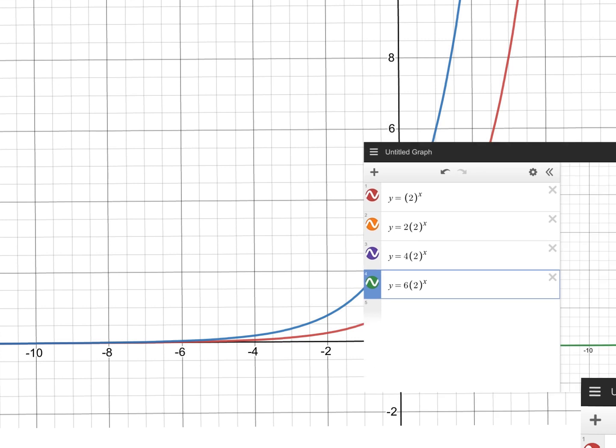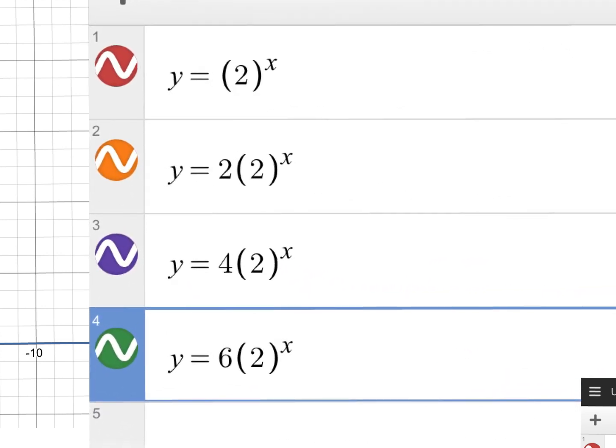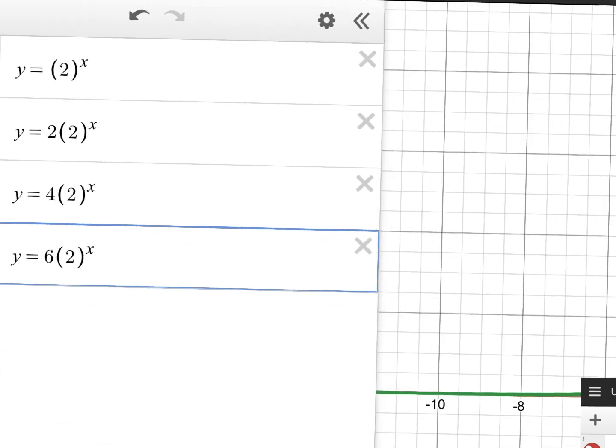But right now, I actually want to show you me typing in all of these different values. Here's the original that we started with, and then I put a 2 out there in the front, which is going to stretch it to 2 on the y-axis. It's a vertical stretch of 2. If I put a 4, it's going to be a vertical stretch up to 4. If I put a 6, it's going to be a vertical stretch up to 6. So let me show you that visually.